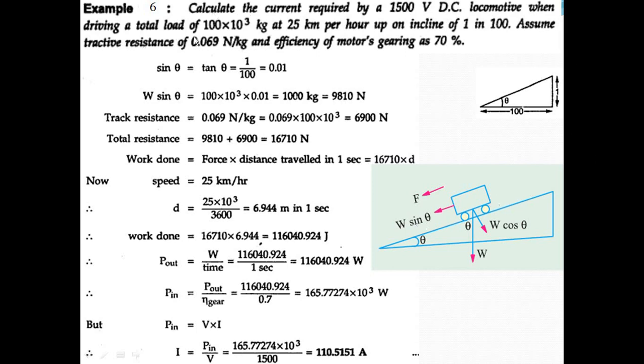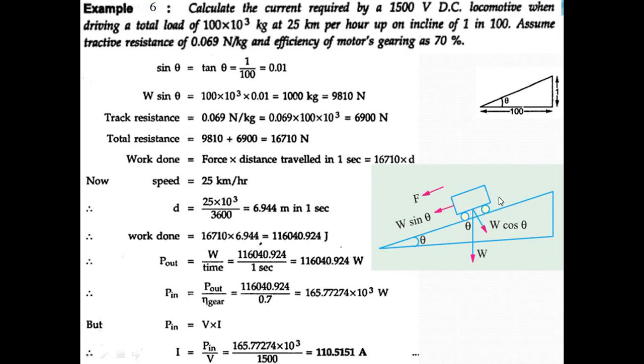So assume a tractive resistance of 0.069 Newton per kg. Now this tractive resistance is given. Tractive resistance is nothing but the frictional resistance, and the efficiency of motor and gearing is 70%. Now here the inclination is given for finding the angle. If you find the angle, the angle is very small. So when the angle is very small, sin theta is equal to tan theta, hence the value is 0.01.